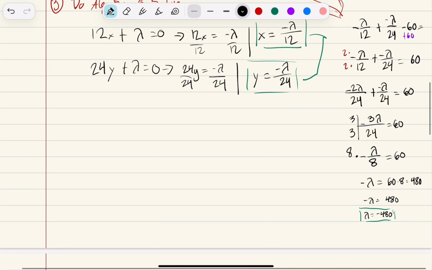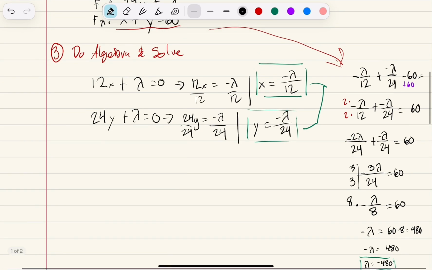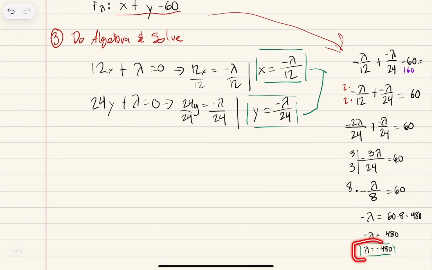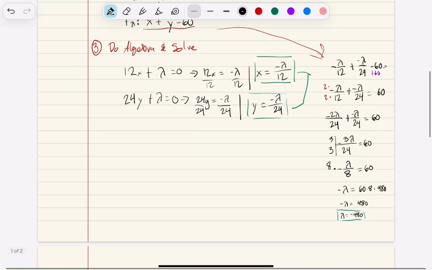Okay. And so now that we have that, we plug that into here. So now that we found lambda, we plug that into this so we can find x and y. So let me write some lines to separate out the work.